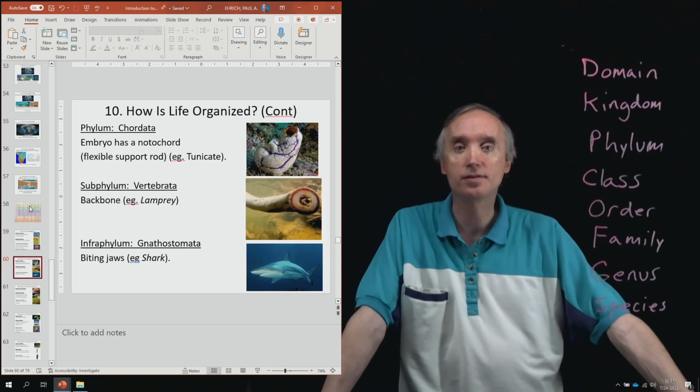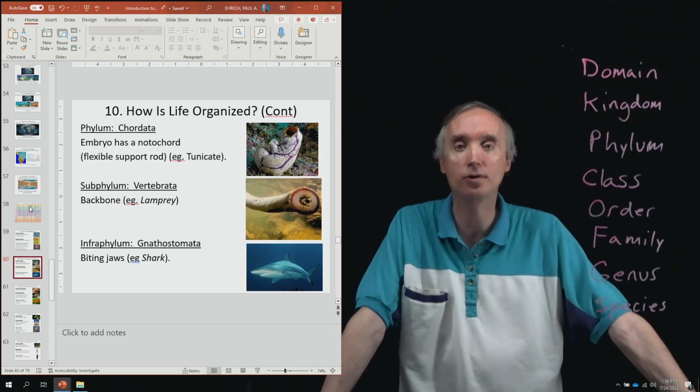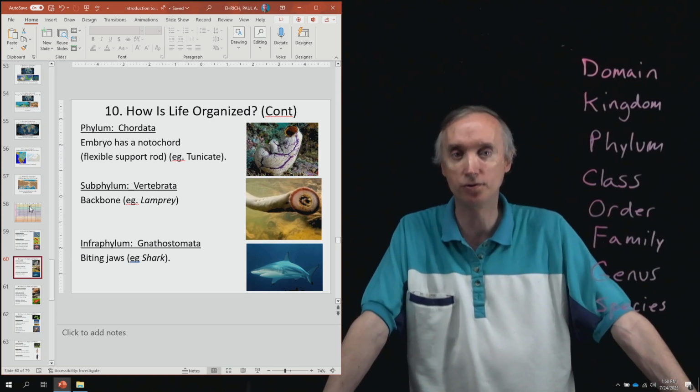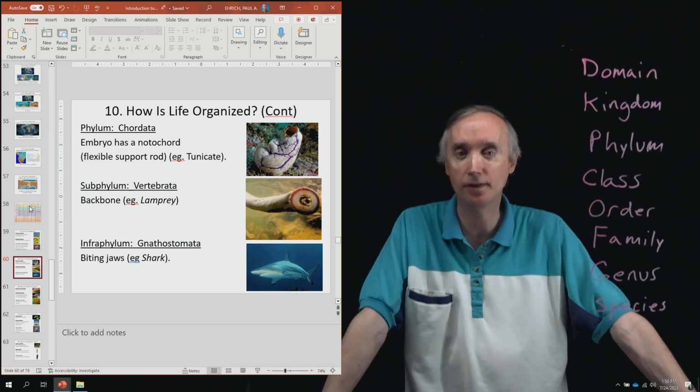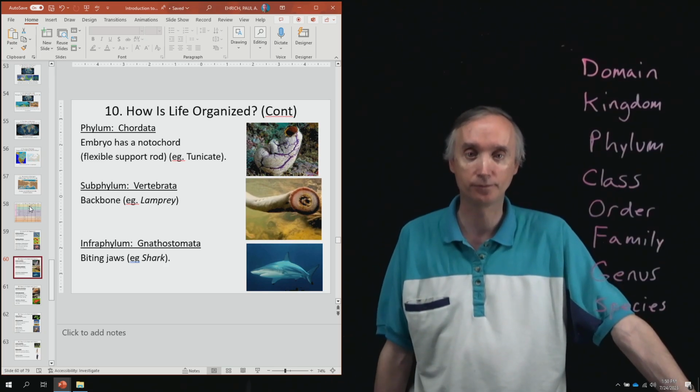Okay, next it's in the phylum Chordata, which means it has a notochord. A notochord is a flexible support rod. It's kind of like the precursor of the backbone. An example of this would be a tunicate. And then it is a vertebrate, so that means that this particular organism does have a backbone. An example of that would be a lamprey.